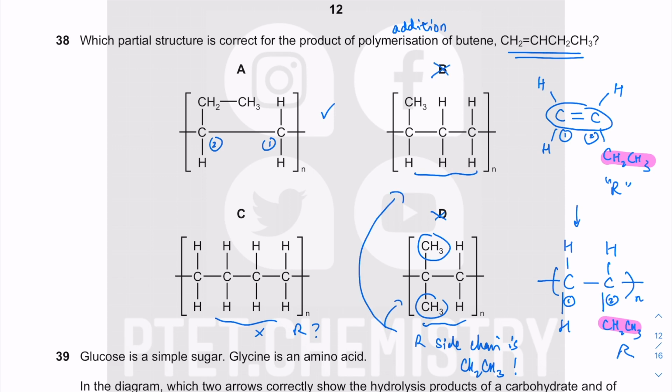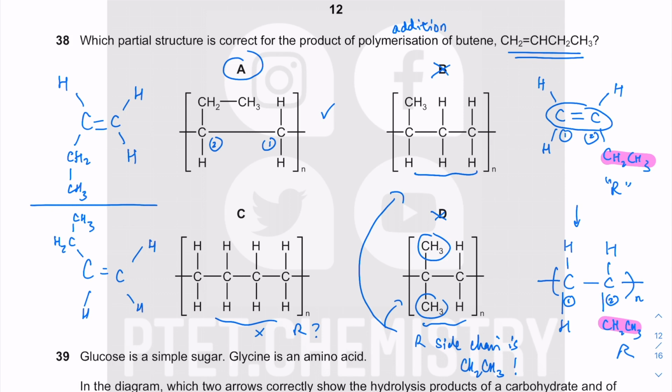So A is correct, and they try to think of it as the other way around because you could also have CH2 CH3 like that, and you could have H like this. Of course, that is exactly the same as CH2 CH3, H and H. So what I've done is I've shown you this is the same as this is the same as this.